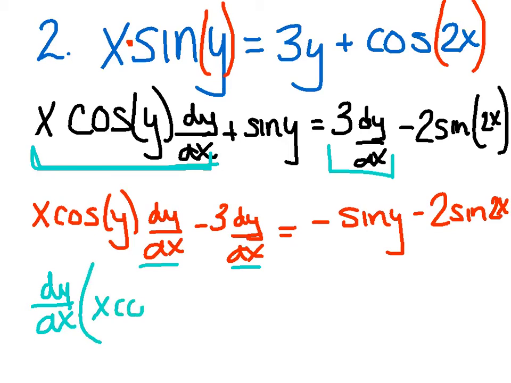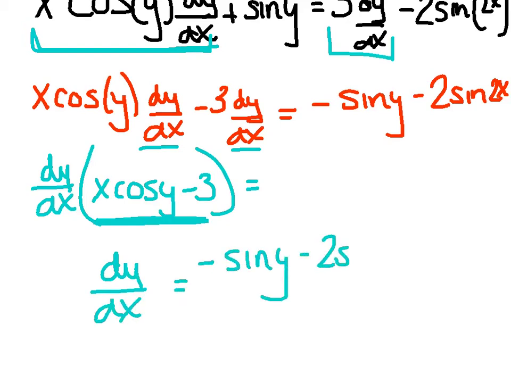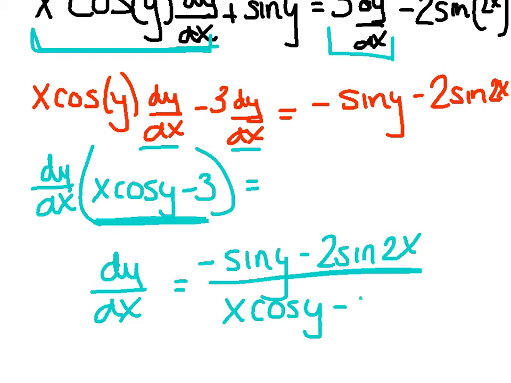So I've got x cos y minus 3 equals that same junk. And I'm going to divide this to the other side. I know I left that row out there, but hopefully you're getting the same answer. dy/dx equals negative sine of y minus 2 sine of 2x all over x cosine of y minus 3.